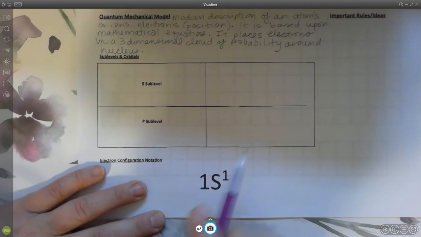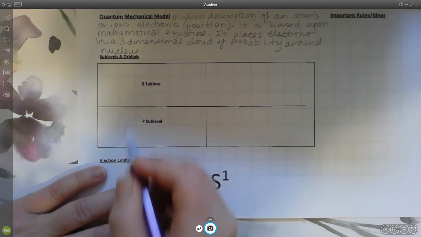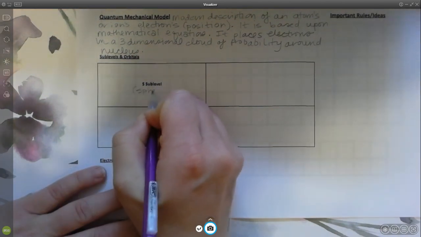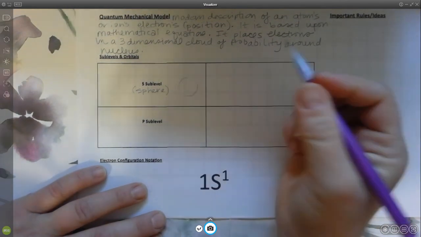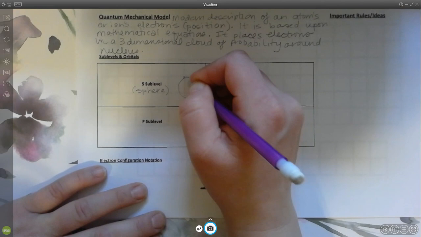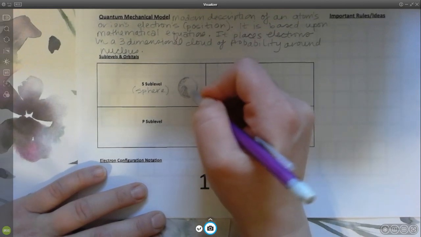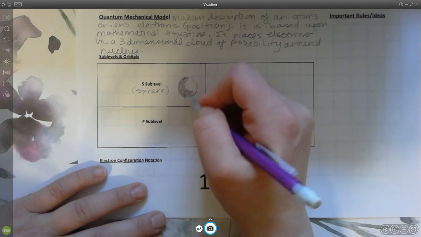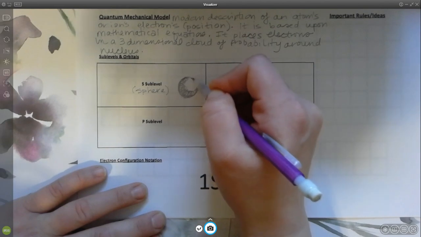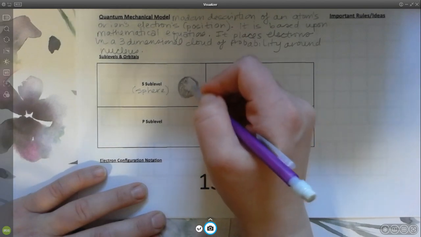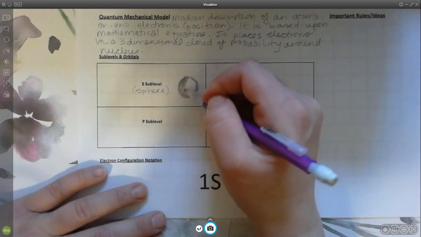So the first thing I'm going to talk about are sublevels and orbitals. So we have the S sublevel. I like to say that it's called S because it is a sphere shape. Now a sphere, in essence, is a circle, but it's a three-dimensional circle. And I'm not a great artist, and you might be a great artist, but I'm going to try to shade this a little bit. And I'm going to try to make this appear as if it was three-dimensional, like a basketball or a golf ball.